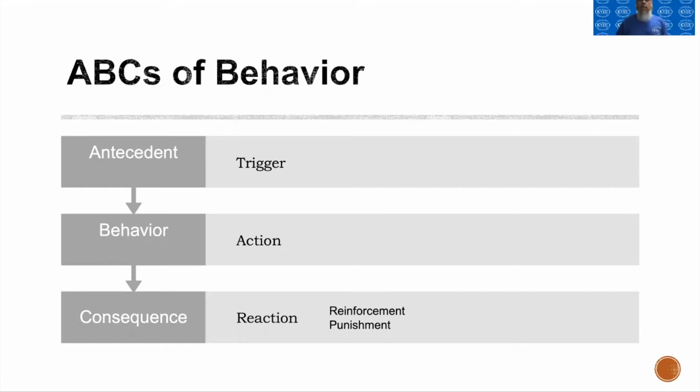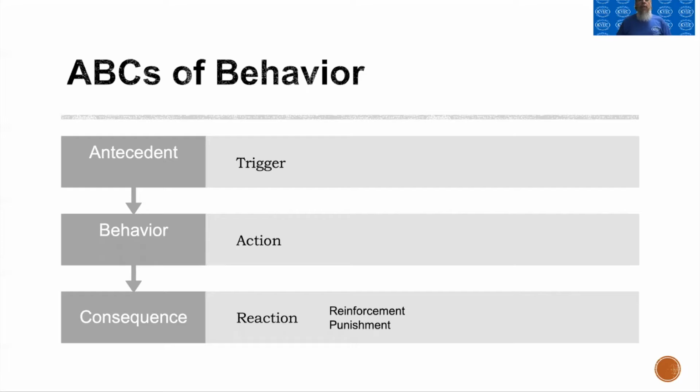What set this behavior into motion? The behavior is the action that the student portrays or the action that the student shows you. And then the consequence is your reaction, how you respond to that behavior. And that's one thing we've got to think about when you're looking at reinforcement and punishment. Reinforcement is something that you do that increases the likelihood of that behavior occurring again. A punishment is something that decreases the likelihood of that behavior happening again.